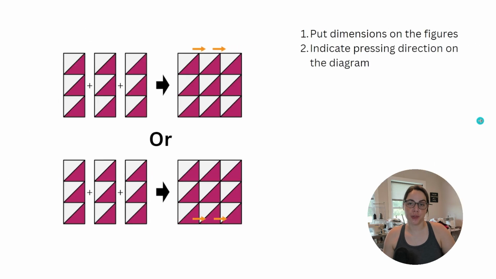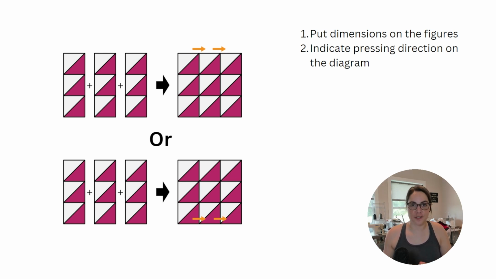Tip number 2 is to indicate the pressing direction on the diagram as well, instead of stating it in the text. So the easiest way to do this is to just put arrows on your diagrams and state in the before you begin section that all pressing directions are indicated with arrows. Now, if you're pressing seams open, it's even easier because you can just leave these arrows off and just say all seams are pressed open. And then within the pattern, you don't even have to repeat that. You don't need to say press seams open at every single step.